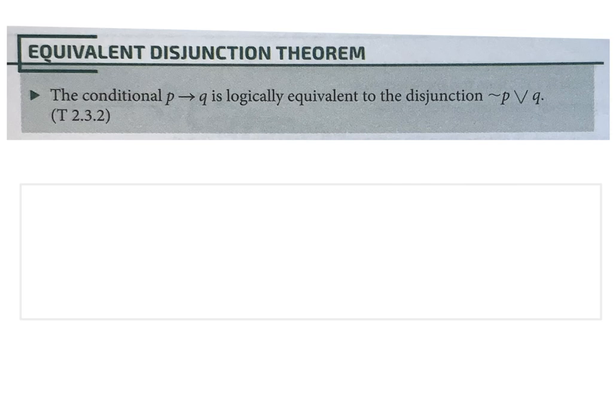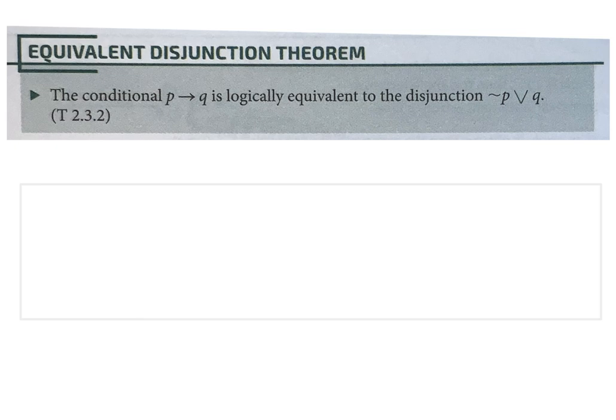So this one is conceptually hard to look at with just the notation. It's called the equivalent disjunction theorem. The conditional P then Q is logically equivalent to not P or Q. Not P or Q. It is logically equivalent. So that means that if your if-then statement makes sense, then negating your hypothesis and putting the word or with your conclusion would also make sense.